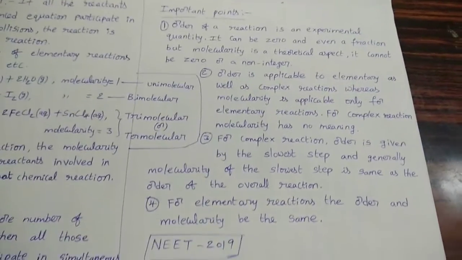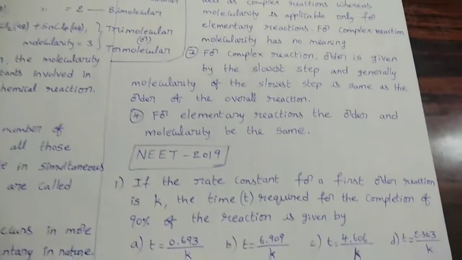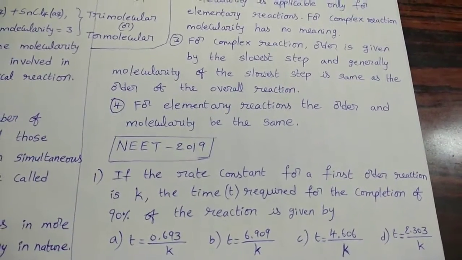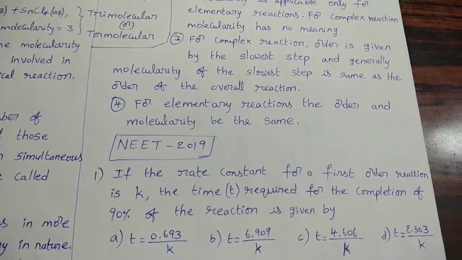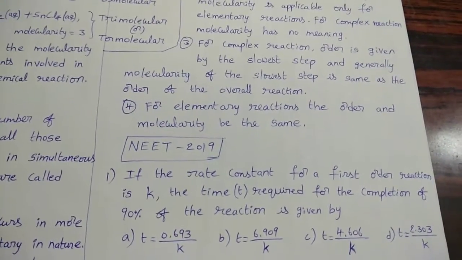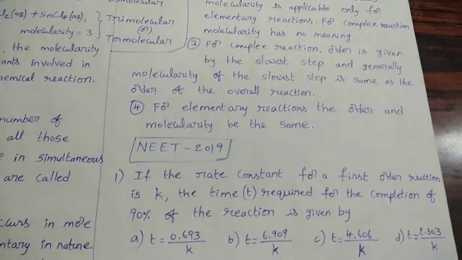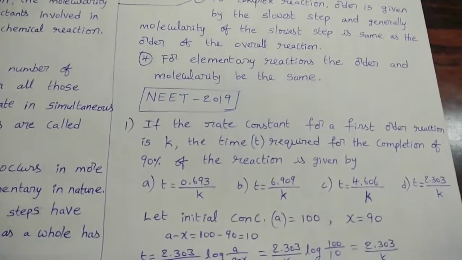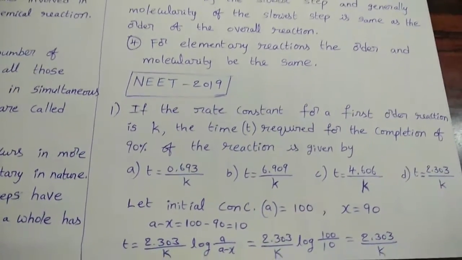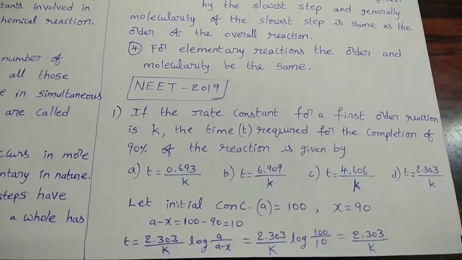Next, see the previous year questions from this chapter. 2019. If the rate constant for a first order reaction is K, the time required for completion of 90% of the reaction. 90% of the reaction to complete, how much time is required? For that, we need to calculate. Let initial concentration A equal to 100. 90% completed means X becomes 90. A minus X equal to 10.